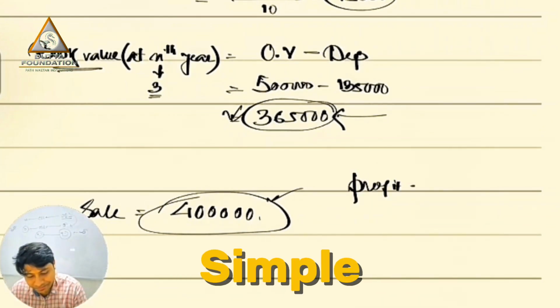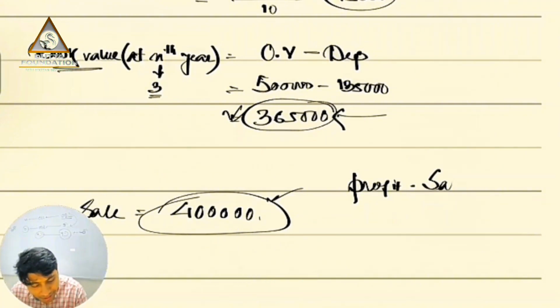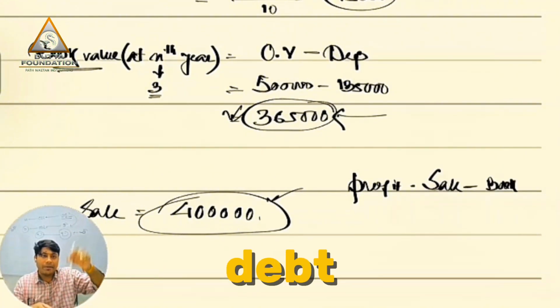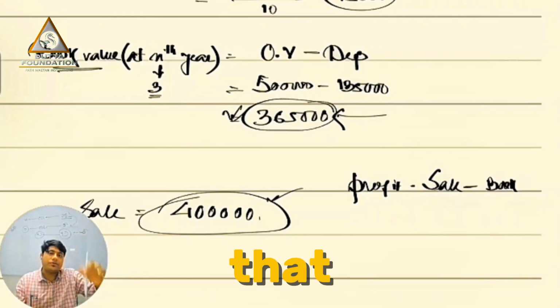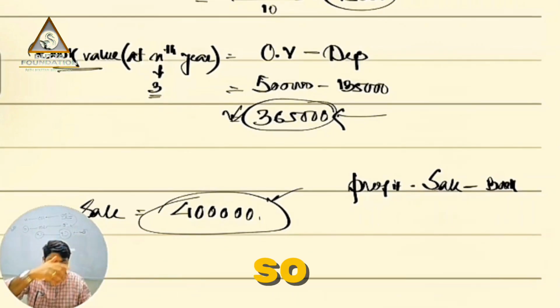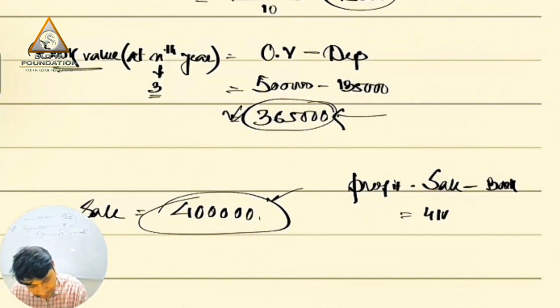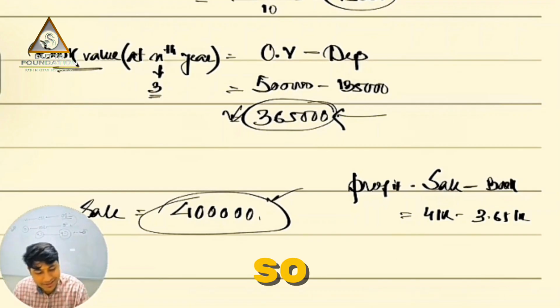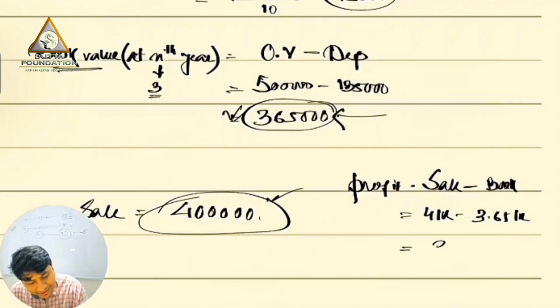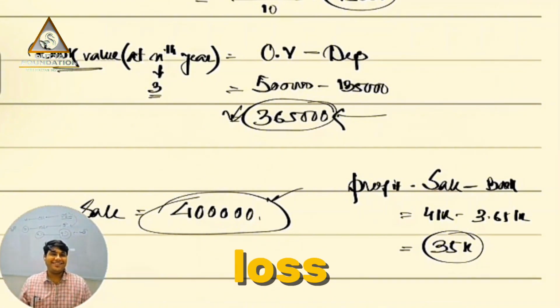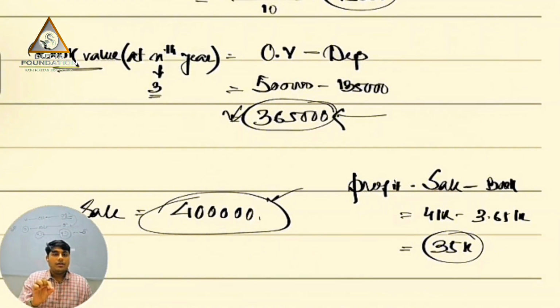How do you calculate? Simple. The sale price minus book value on that particular date, the date when you are selling the machine. So it is 4 lakh minus 3.65 lakh. So 35,000 is your profit, not a loss. That is why book value calculation is very important.